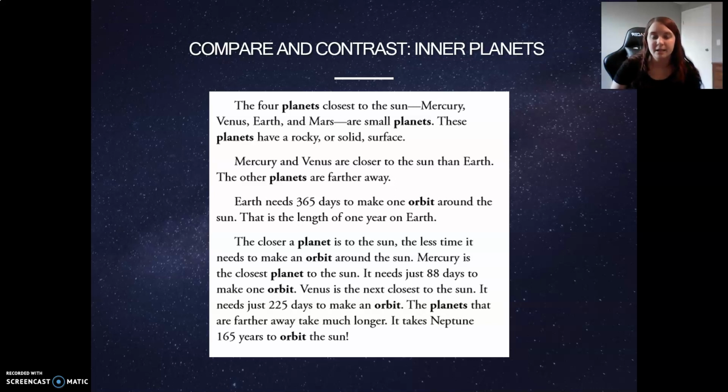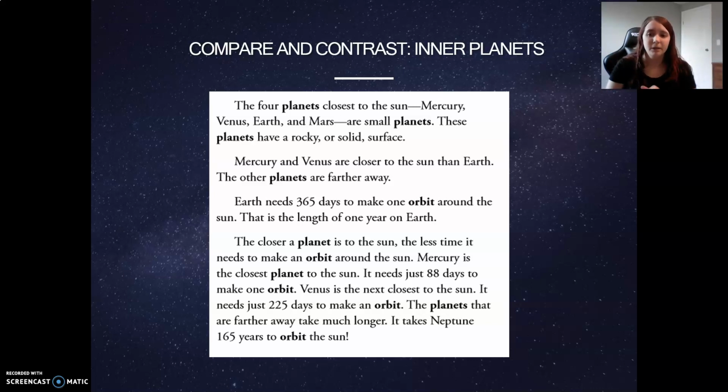The closer a planet is to the sun, the less time it needs to make an orbit around the sun. Mercury is the closest planet to the sun. It needs just 88 days to make one orbit. Venus is the next closest to the sun. It needs just 225 days to make an orbit. The planets that are farther away take much longer. It takes Neptune 165 years to orbit the sun.